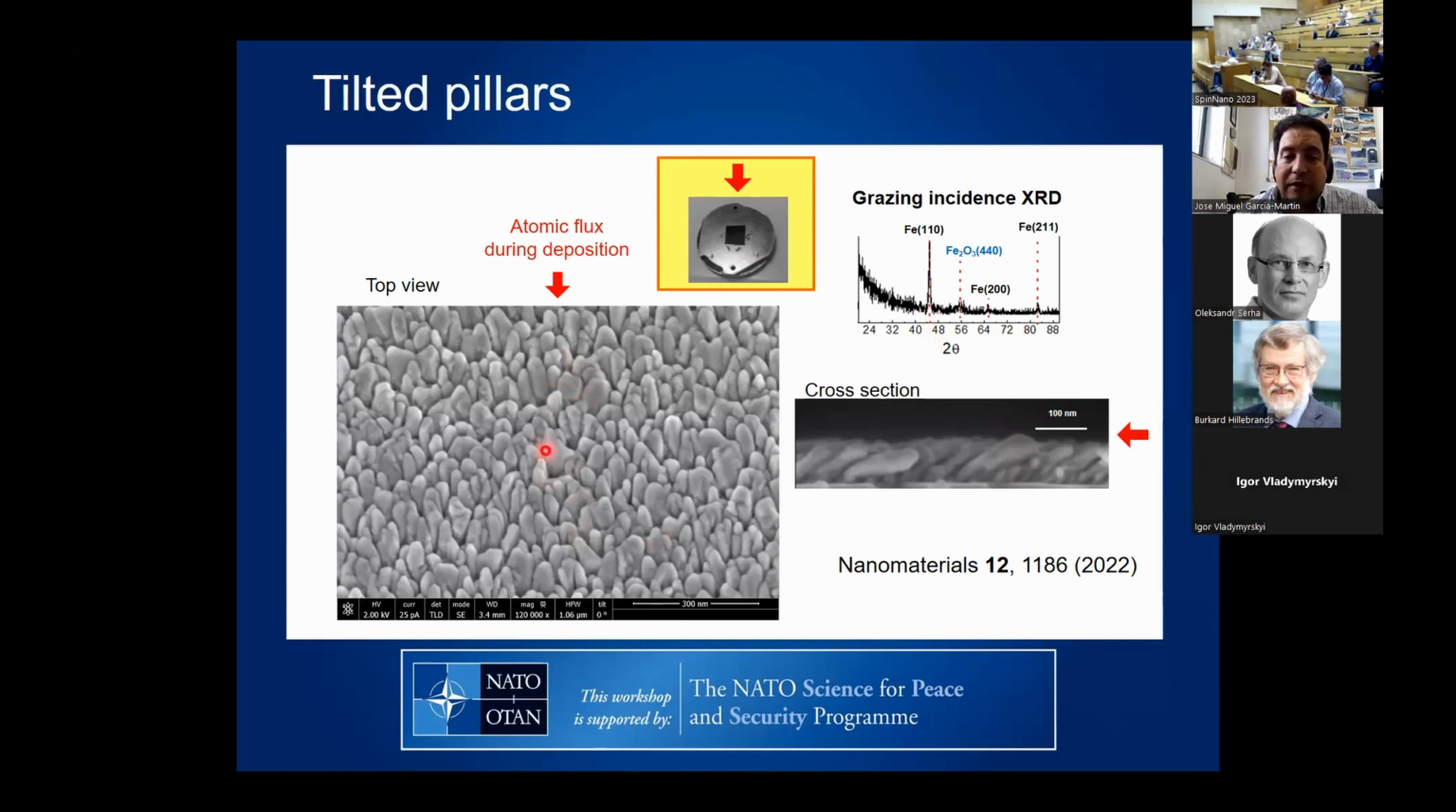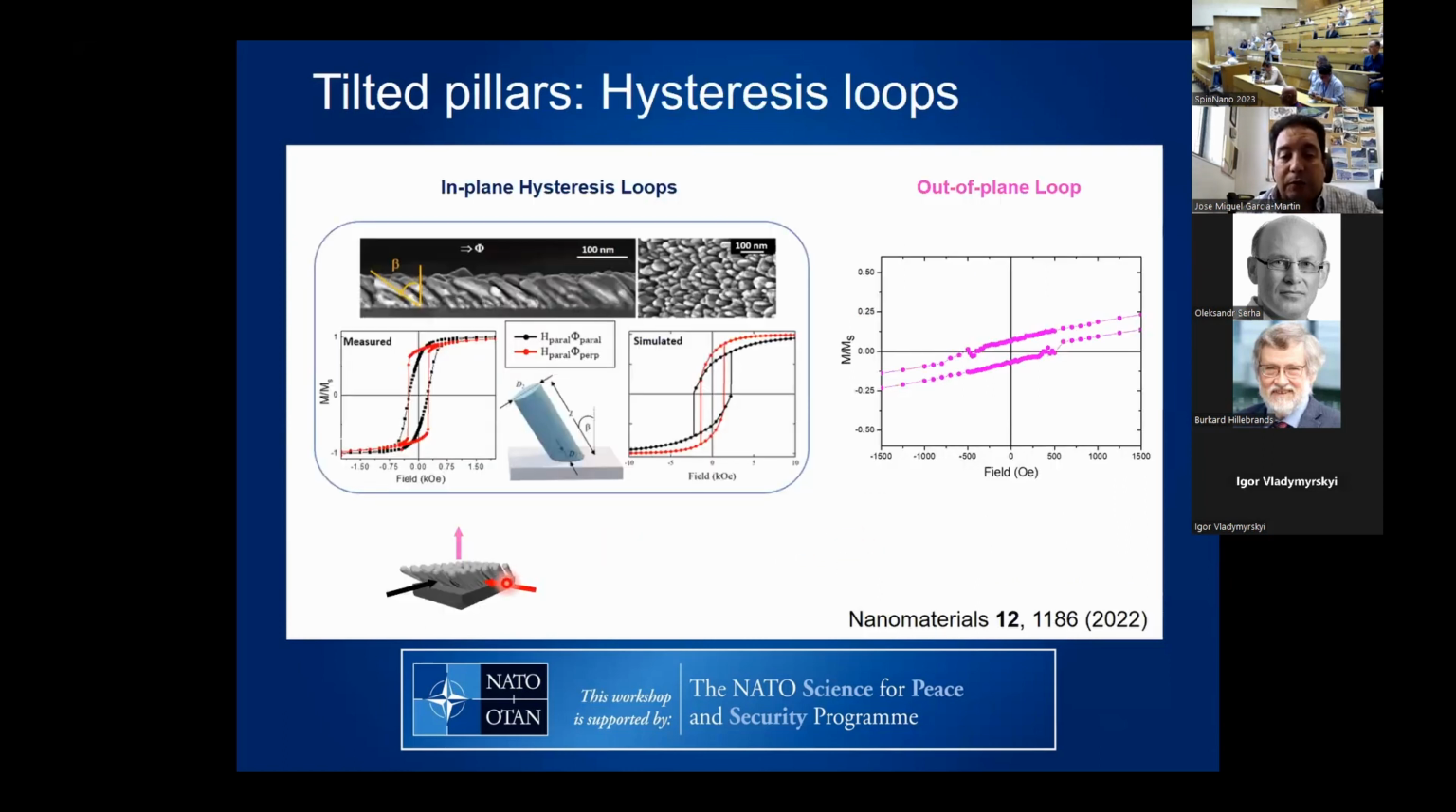And we can see that in the top view we have an asymmetry in the plane of the substrate. So when we measure hysteresis loops, this is what we get. We have applied the field in the plane of the substrate along two different directions, in black along the atomic flux direction, and in red orthogonal to it. And you can see that they exhibit different hysteresis loops. And in fact, the one in the transverse direction is harder.